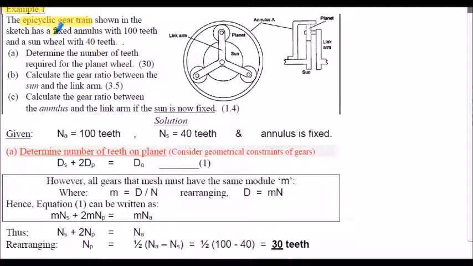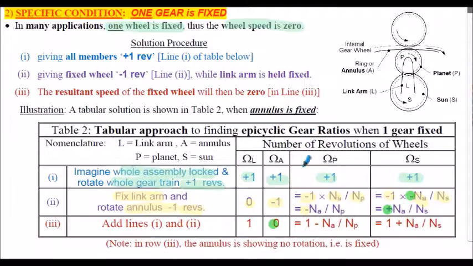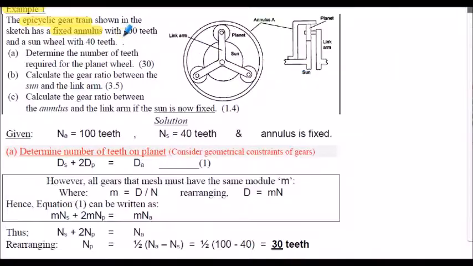Now it has a fixed annulus, so straight away I'll be using the technique here, this kind of approach. If it's got a fixed annulus, that's the approach we're going to use. And it's got 100 teeth on the annulus, and the sun wheel has 40 teeth. All right, so this is the sun wheel here, and then our annulus is this thing up here. That's this outside thing here. Okay, that's the annulus effectively there.